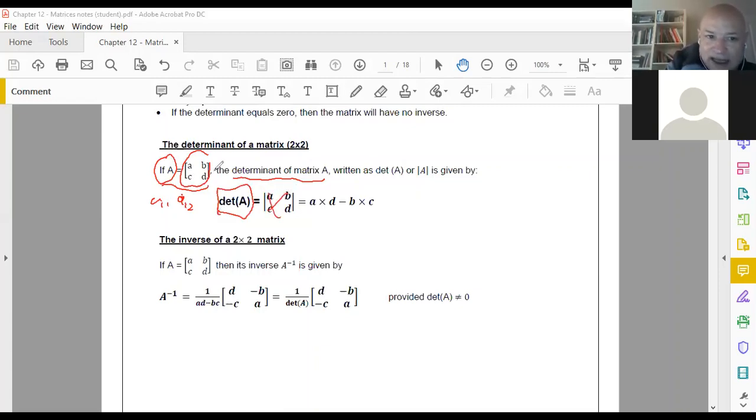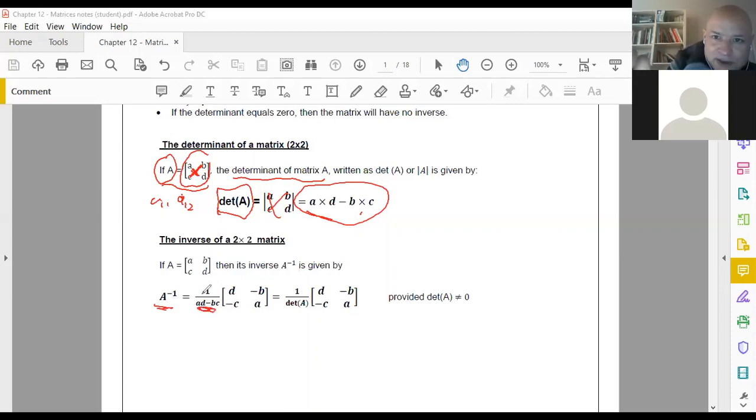So to find the determinant of A, and you must write it like that, it equals A times D. We get these two numbers, we times them together, and then we get the other two numbers, B and C, we times them together and we subtract them. That's very, very important. Because then we're going to get this answer, and to find the inverse of it, we're going to do 1 divided by that determinant.